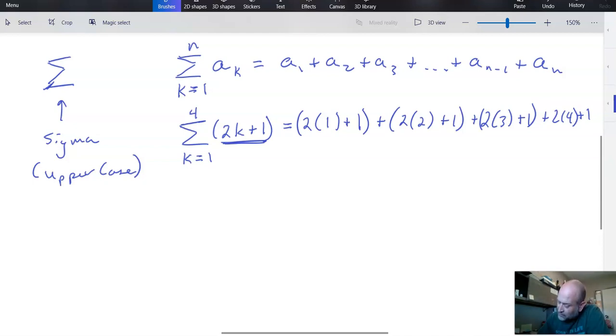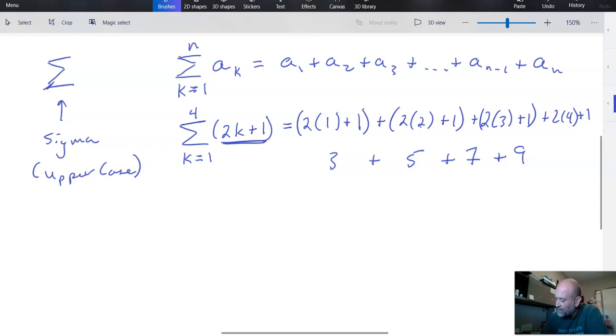So basically what you do is you compute what each one of these terms are and add them together. So this is 2 times 1 plus 1, which is 3. That's 4 plus 1, which is 5. That's 6 plus 1, so that's 7. And that's 8 plus 1, so that's 9. So really what we're doing is adding odd numbers, right, as we go. Starting at 3, we add 3 plus 5 plus 7 plus 9. And I think that comes out to 24, if I'm not mistaken.